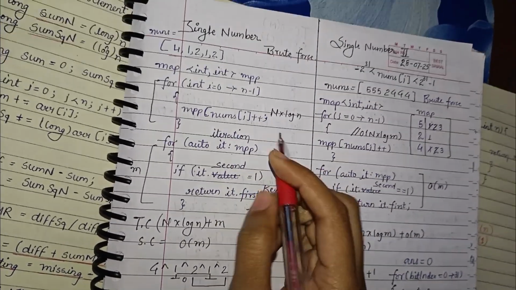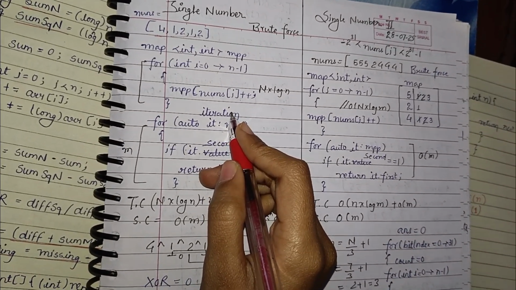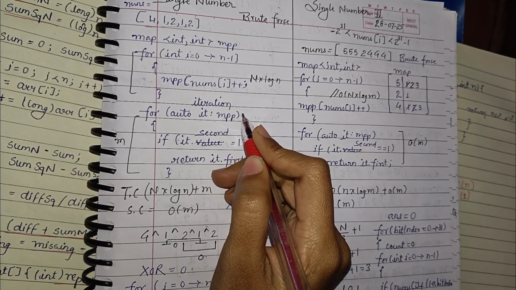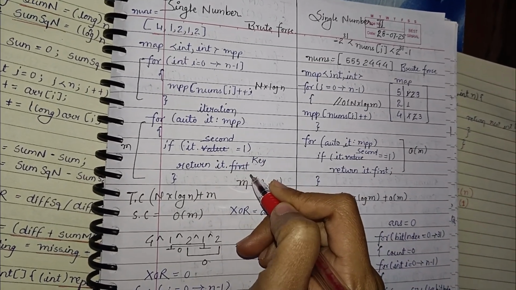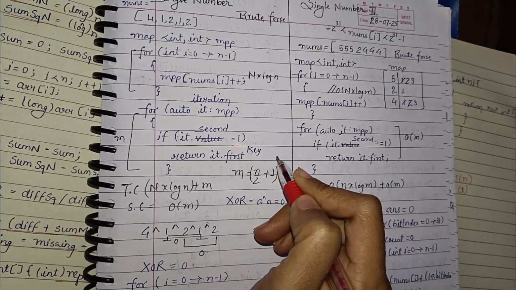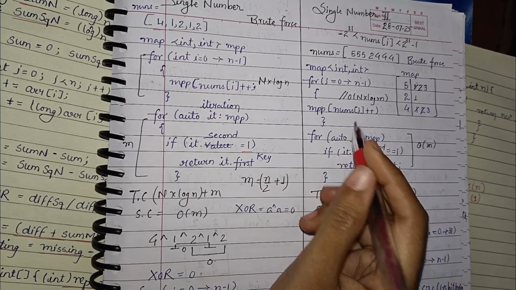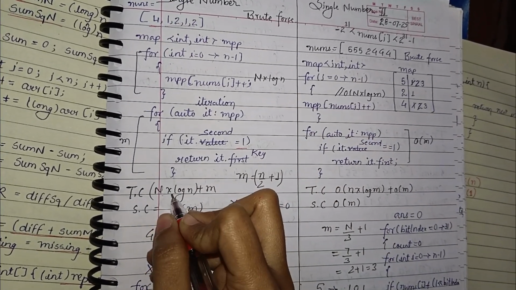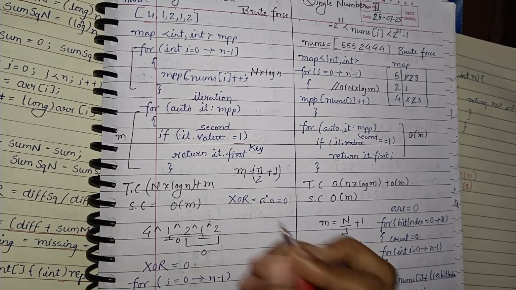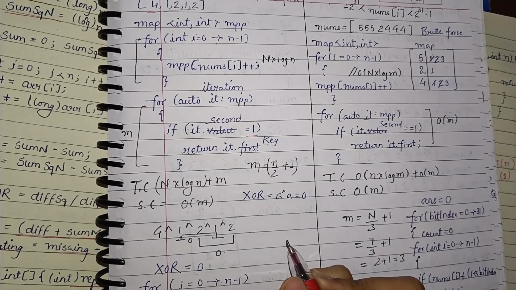Next, we traverse the array again. If the frequency of the current element is equal to 1, that element is the single number. So we return it. That's why this approach runs in time complexity of big O of n log n plus m and space complexity of big O of m, which is not optimized.